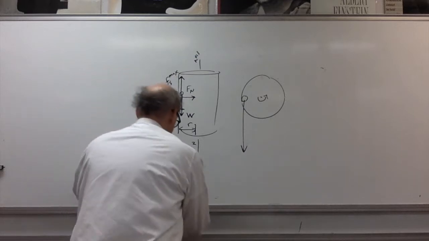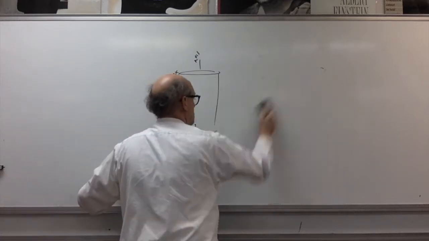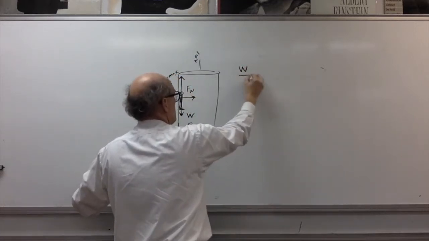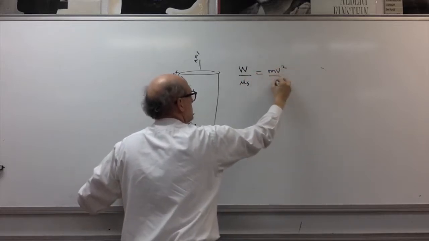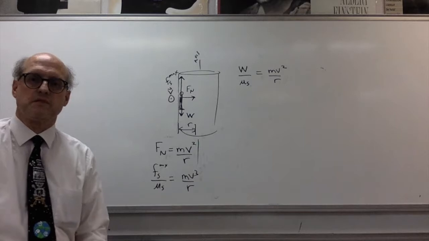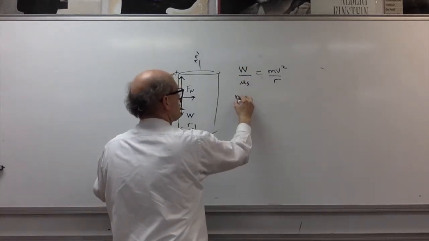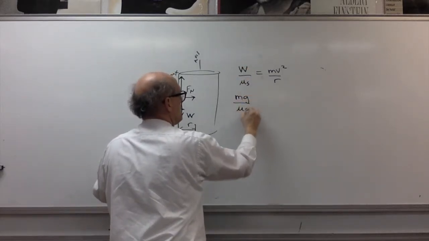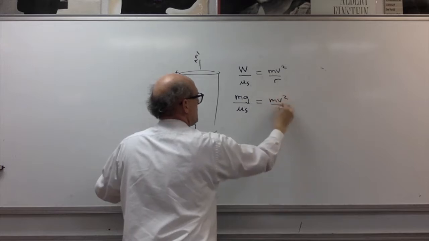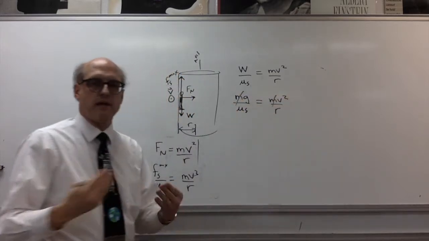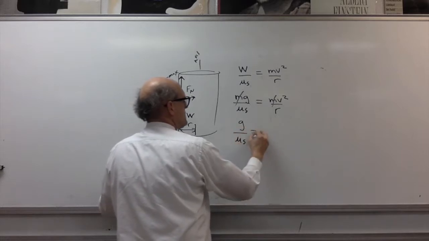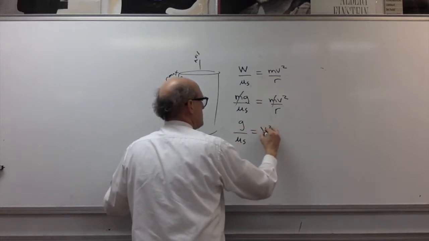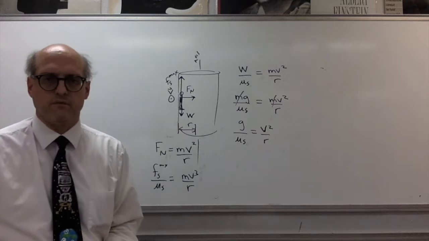So I can rewrite this as weight over coefficient of static friction is equal to mv squared over r. From Newton's second law, the weight of the person is equal to mg. Notice that the mass of the person cancels out. So now we have an expression g over mu s is equal to v squared over r. And we can solve that for whatever we want to find.